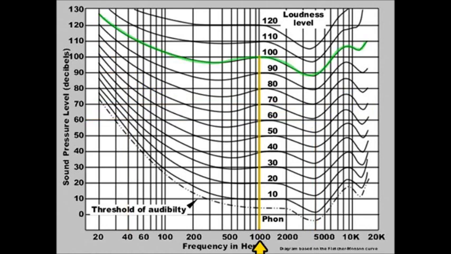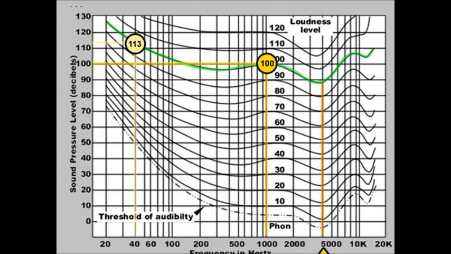Jump up to the 100 decibel curve. The pattern is the same, but the changes are less drastic. 1 kHz sounds like 100 decibels at 100 decibels because that's the reference value. In order for a 40 Hz tone to sound as loud as a 100 decibel 1K tone, you would need at least 113 decibels of sound pressure. And for a 4K tone to sound as loud as a 100 decibel 1K tone, it would only have to be about 88 decibels. When you look at all three of these curves at the same time, they seem to be pretty much the same shape.